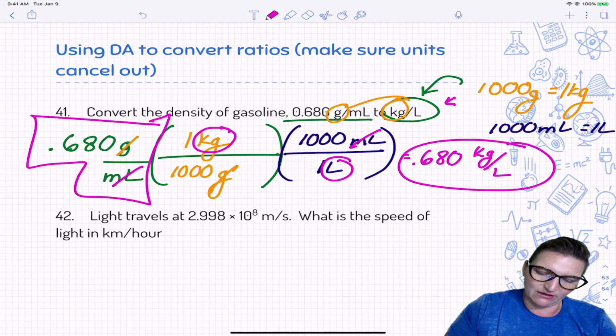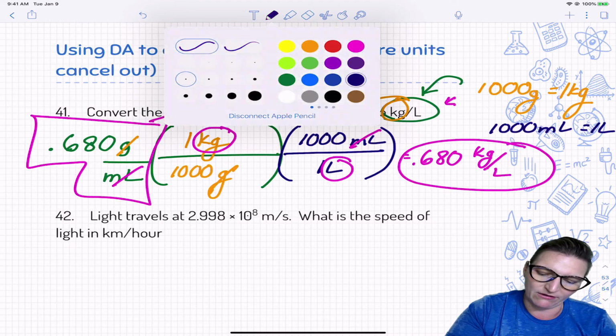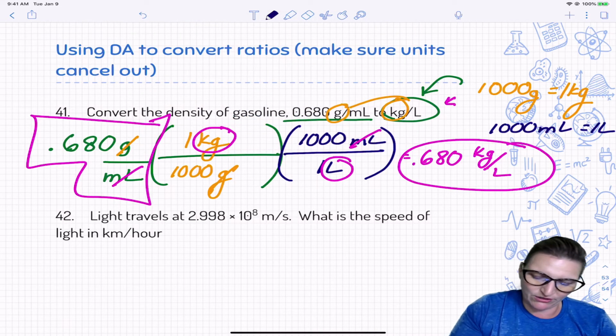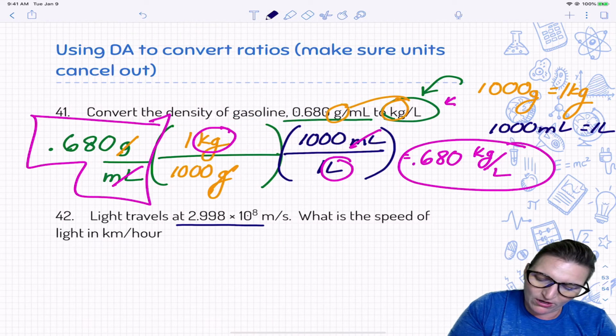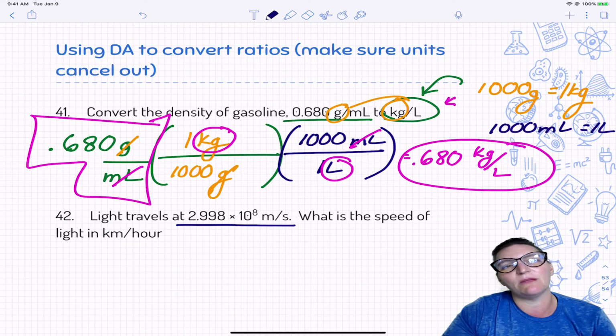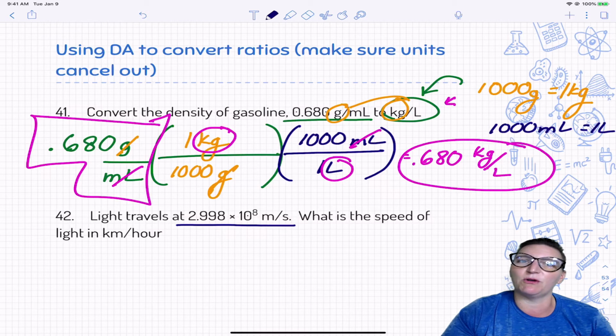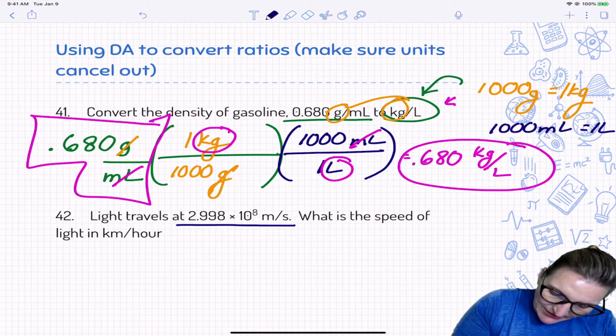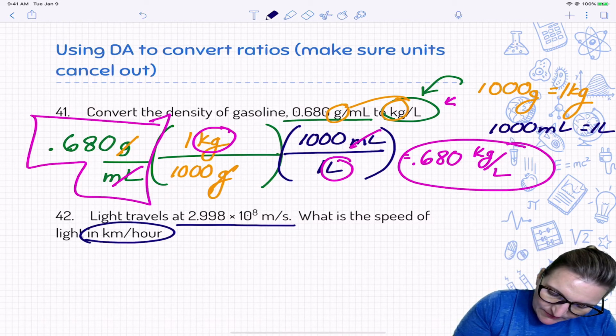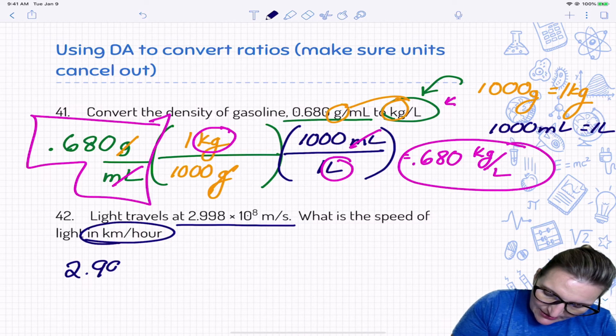Here's the last one that we're going to do together. Again, you can always pause this. Try this one on your own. Light travels at 2.998 times 10 to the positive 8 meters per second. What is the speed of light in kilometers per hour? So I take the number that's given to me, 2.998 times 10 to the positive 8.